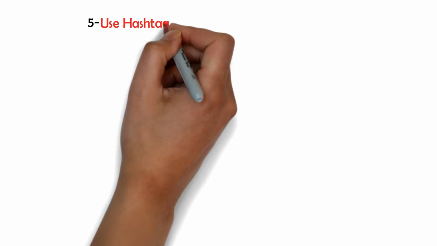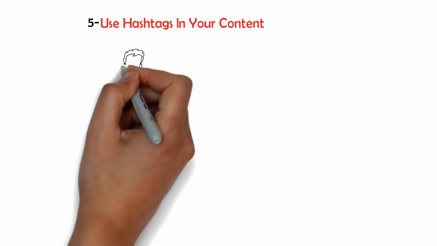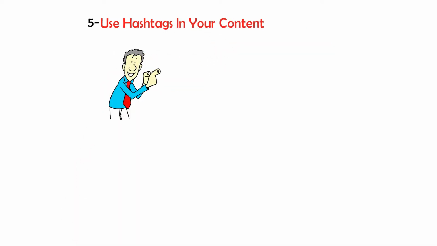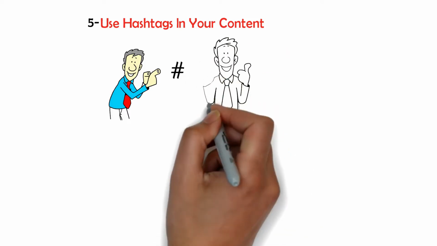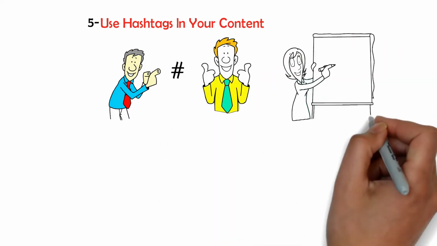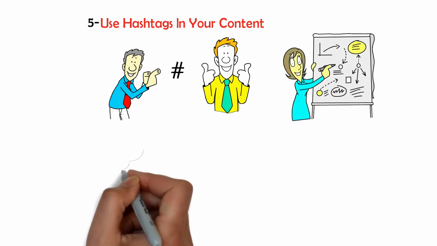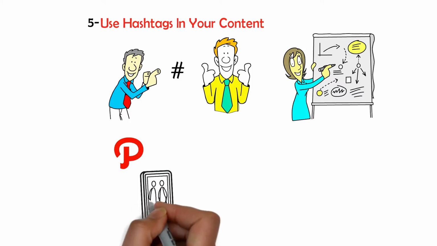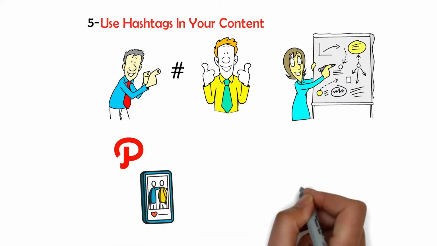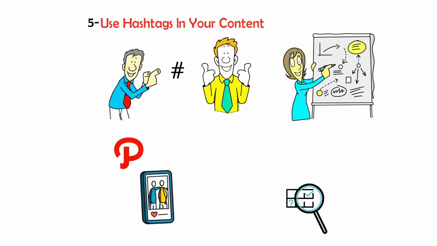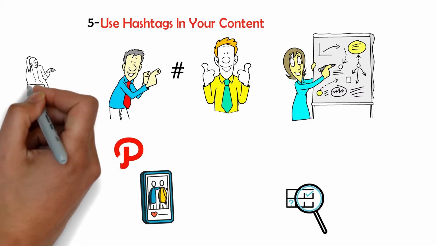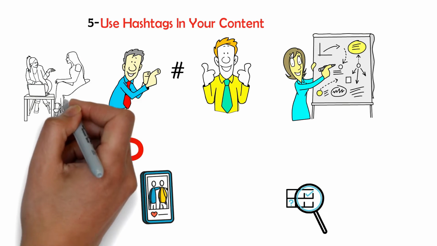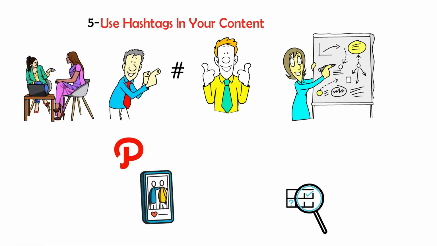Number 5, use hashtags in your content. Keywords and phrases that are preceded by the hashtag symbol are called hashtags, and they're a great way for you to reach your target market and organically market to them. Hashtags on Pinterest work in the same way as hashtags on Instagram and other social media sites. When hashtags are properly leveraged, they can make your content more searchable. Hashtags help people find pins and boards relating to a particular subject they are searching for.